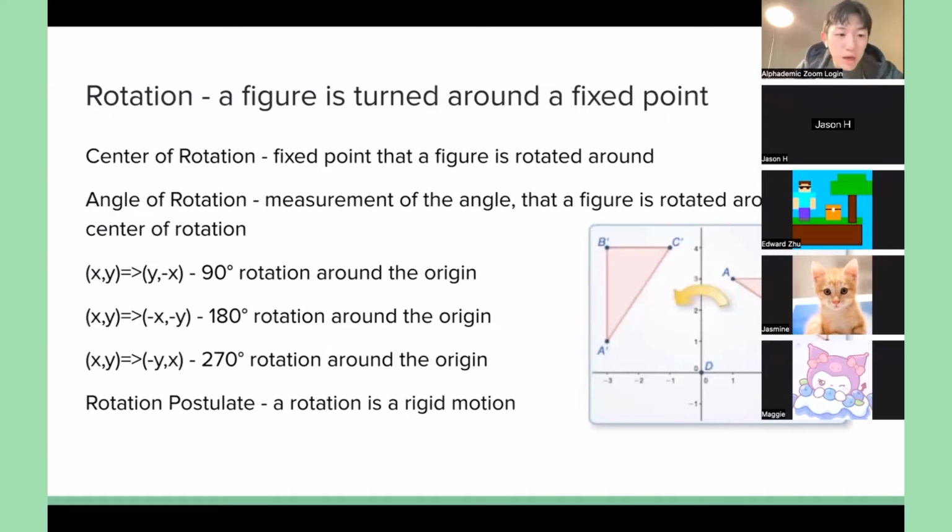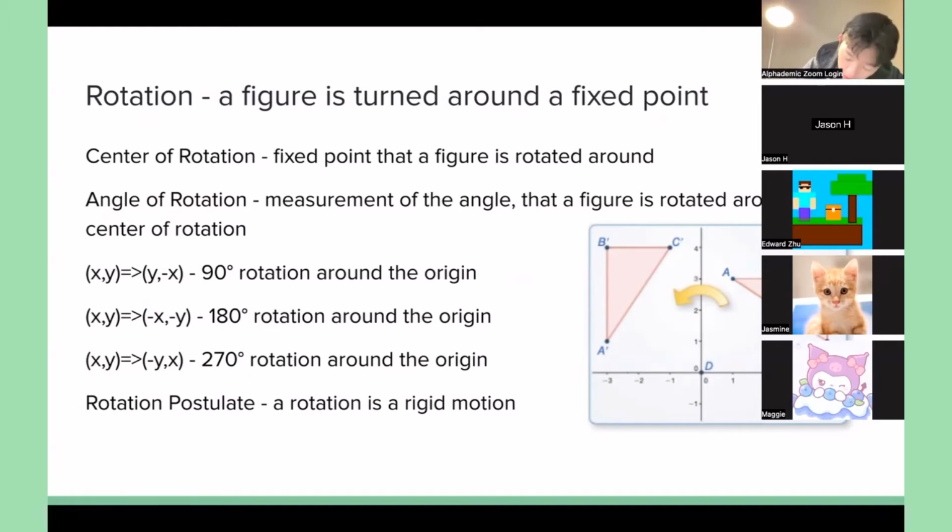So (x, y) would turn into (y, -x) for a 90-degree rotation around the origin. (x, y) would turn into (-x, -y) for a 180-degree rotation around the origin. And (x, y) would turn into (-y, x) for a 270-degree rotation around the origin. And obviously for 360 degrees, it would just be the same thing because you just rotate it all the way around back to its original position. And then the rotation postulate states that a rotation is a rigid motion.